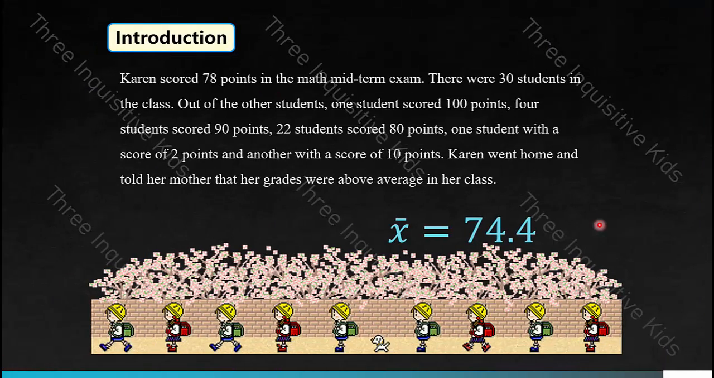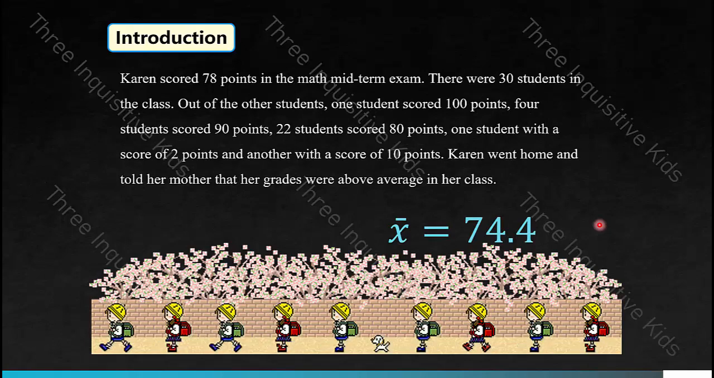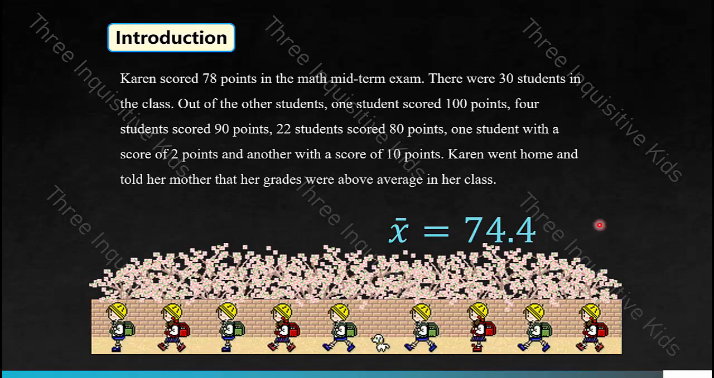Introduction. Karen scored 78 points in the math midterm exam. There were 30 students in the class. Out of the other students, one student scored 100 points, 4 students scored 90 points, 22 students scored 80 points, one student with a score of 2 points, and another with a score of 10 points. Karen went home and told her mother that her grades were above average in her class.